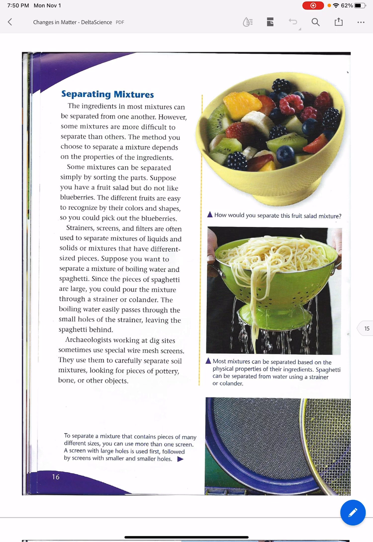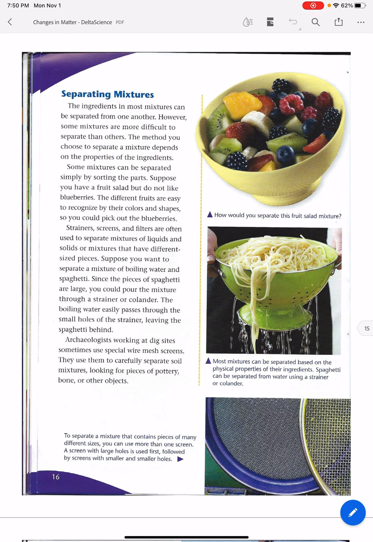Strainers, screens, and filters are often used to separate mixtures of liquids and solids or mixtures that have different sized pieces. Suppose you want to separate a mixture of boiling water and spaghetti. Since the pieces of spaghetti are large, you could pour the mixture through a strainer or colander. The boiling water easily passes through the small holes of the strainer, leaving the spaghetti behind.